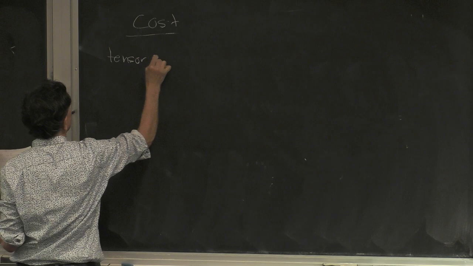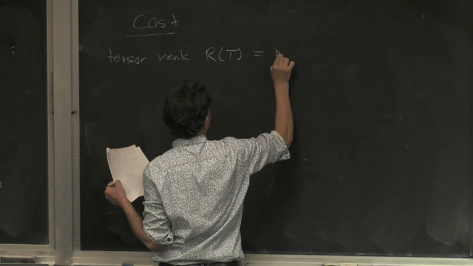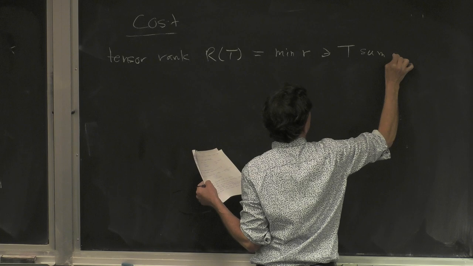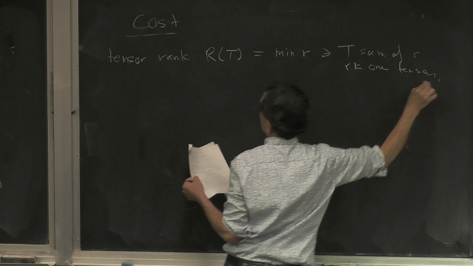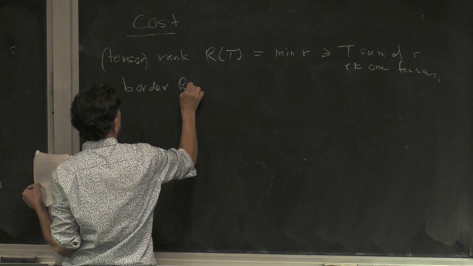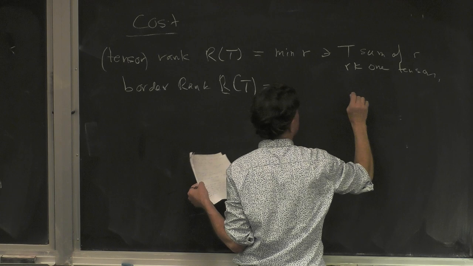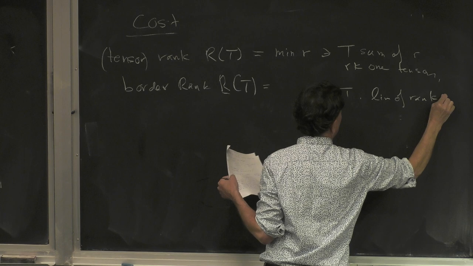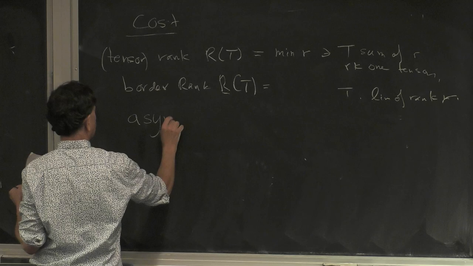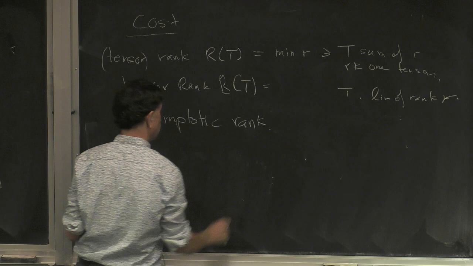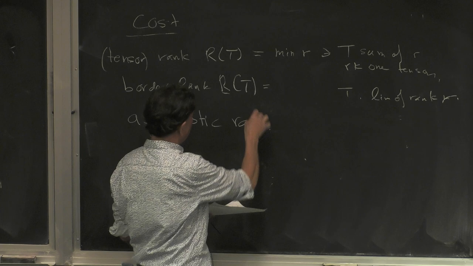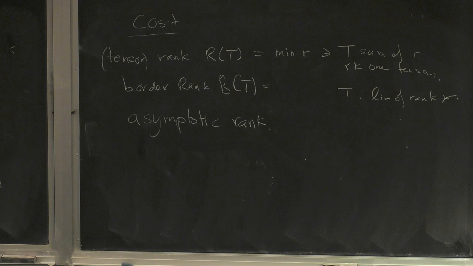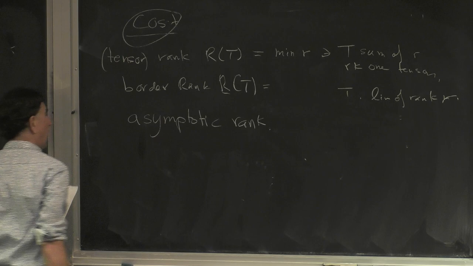R(t). I remind you, this is the minimum R such that t is a sum of R rank 1 tensors. And then there's the tensor border rank, the minimum R such that t is a limit of rank R tensors. And then there's something strange, something called the asymptotic rank. Maybe I won't define it fully, but you take many copies of your tensor, compute its rank, and then normalize. These are measures of cost, and they've been around for a while and well studied.